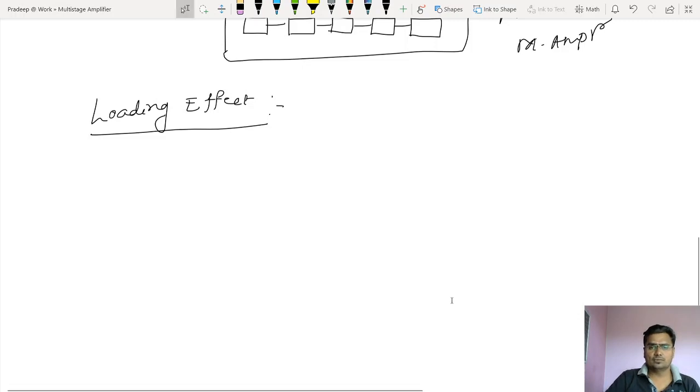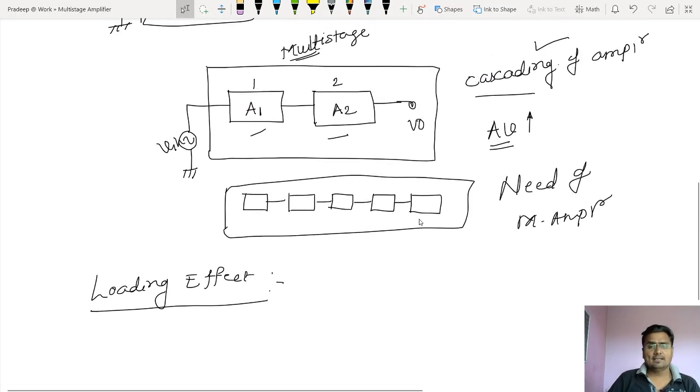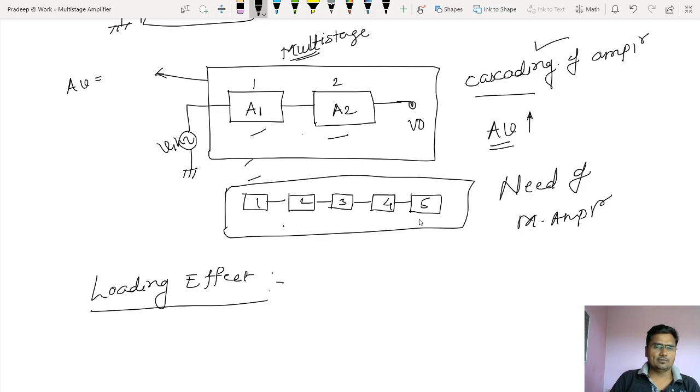But before the discussion of the loading effect, let me tell you that this is a two-stage amplifier. This is 1, 2, 3, 4 and 5, a 5-stage amplifier. Both are multi-stage amplifiers because more than one stage is there. I'm saying that I can get more gain if I connect more than one stage of an amplifier. So how much gain am I getting in the case of this 2-stage amplifier? The total gain of the amplifier will be A1 multiplied by A2.